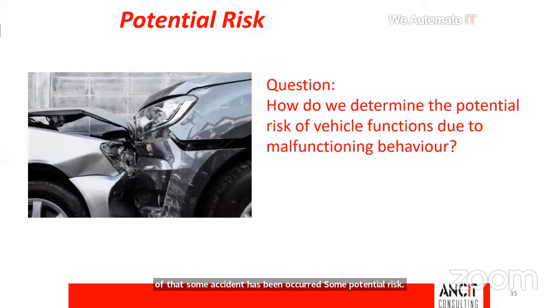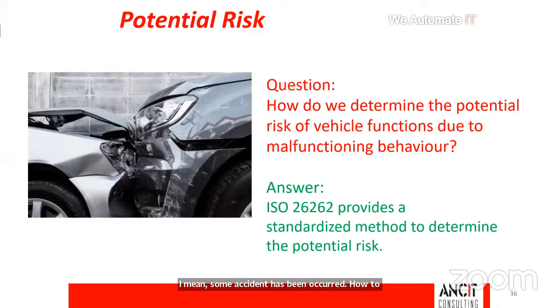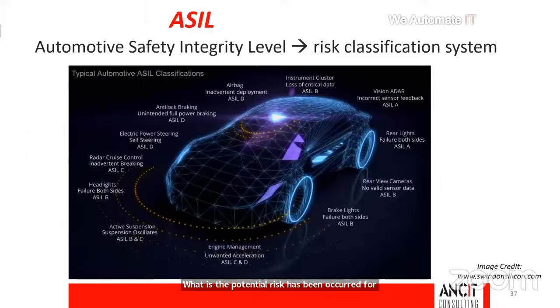How to determine the risk? For that, ISO 26262 provides a standardized method to determine the potential risk. What is the potential risk that occurs from the failure of E&E systems? How are we going to achieve that? By using the Automotive Safety Integrity Levels. We'll call it a risk classification system, in short form ASIL.